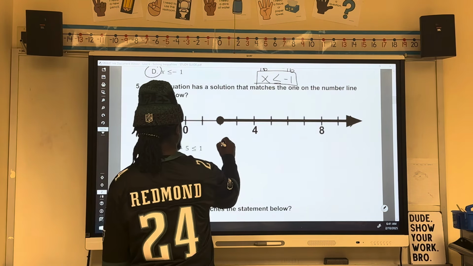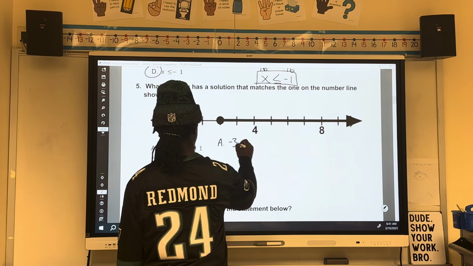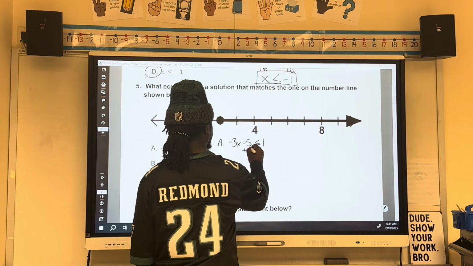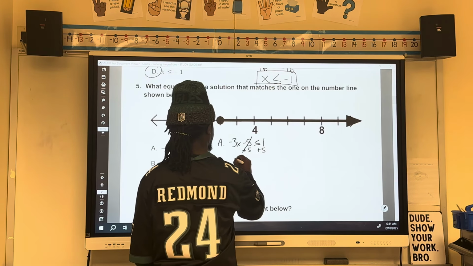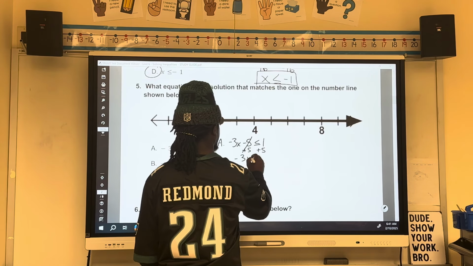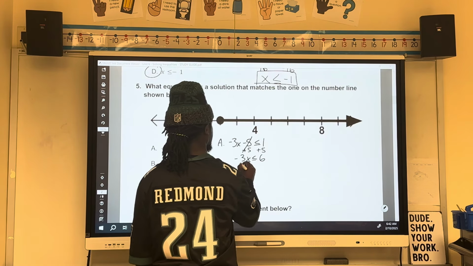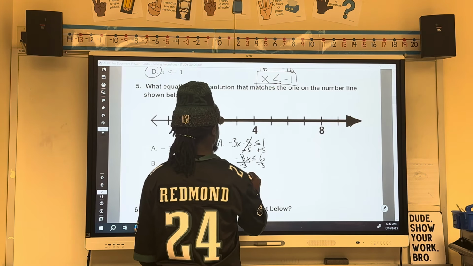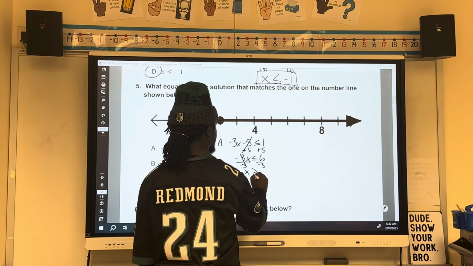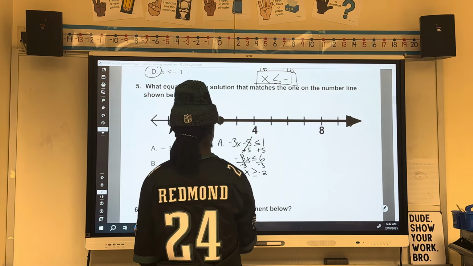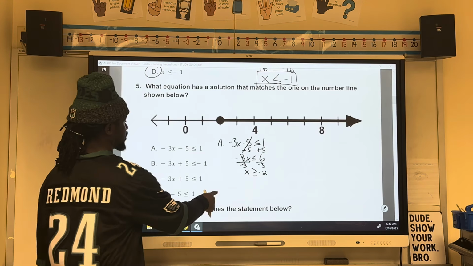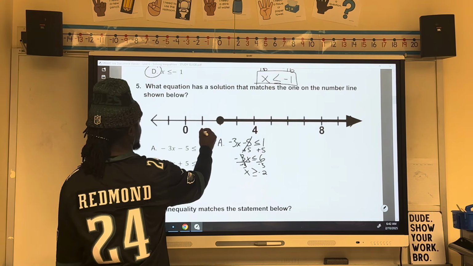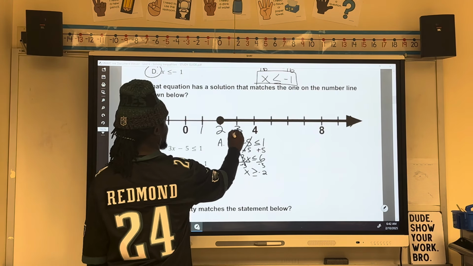So we're gonna start with choice A. We got negative 3x minus 5 is less than or equal to 1. So plus 5, that cancels. Got negative 3x less than or equal to 6. Divide by negative 3, divide by negative 3, that cancels, leaving me with x. Gotta flip that sign, negative 2. So this says x is greater than or equal to negative 2. So I should have started with this one.